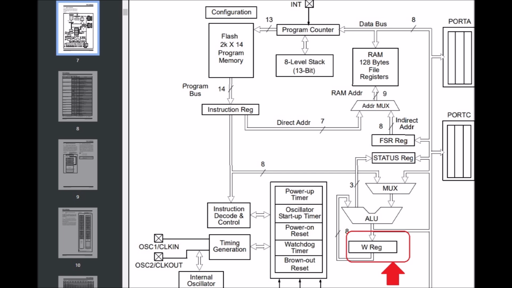Role in operations. Most instructions that perform arithmetic or logic operations use the WREGE as one of the operands. For example, in an addition operation, one operand is typically in the WREGE and the other operand can be in a file register or an immediate value. The result of an ALU operation can be stored back in the WREGE or in another specified file register.